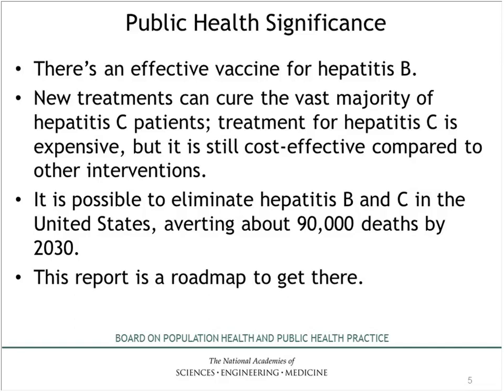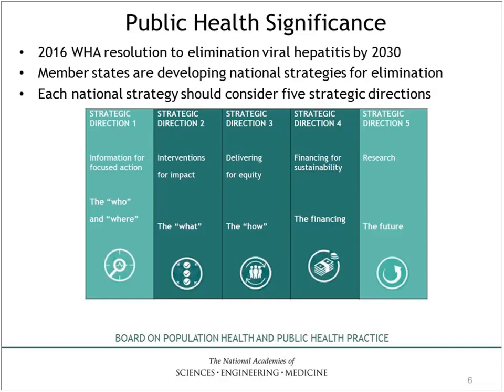It is possible to eliminate hepatitis B and C in the United States, and we'll talk more about strategy, averting in the process about 90,000 deaths between now and 2030. This report is a roadmap about how to get there. So in 2016, the World Health Assembly passed a resolution to eliminate viral hepatitis by 2030. Member states were asked to develop national strategies for elimination, and I'm happy to say that with this report and its aftermath, the U.S. will hopefully be the first of those member states to achieve that.